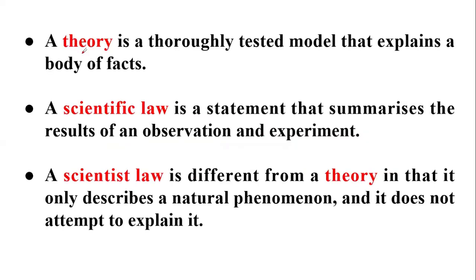We move on to what we call a theory and a law. So what is a theory? A theory is just a tested model that explains a body of facts. And then a scientific law is just a statement that summarizes the results of the observation. The theory and the scientific law differ in that the scientific law only describes what has happened, without trying to explain it. But a theory will describe what has happened and it will explain it.